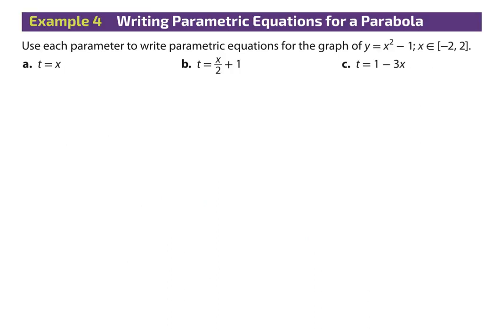It says use each parameter to write a parametric equation for the graph y equals x squared minus 1. Think of this as going back the other direction. We eliminated our parameters in example 2. They've actually given me the function y equals x squared minus 1, which is obviously a parabola. Hopefully you recognize that. And then they've given me time parameters to go back in and write it as an equation that way, including your x and t's here.